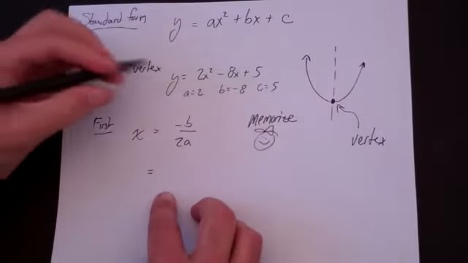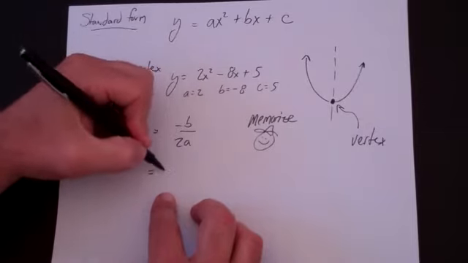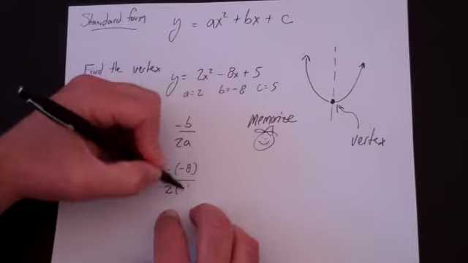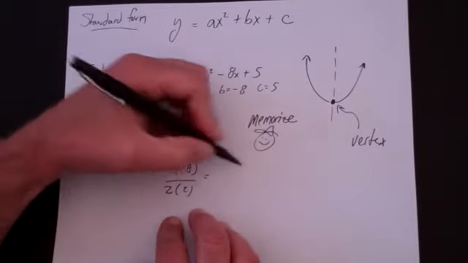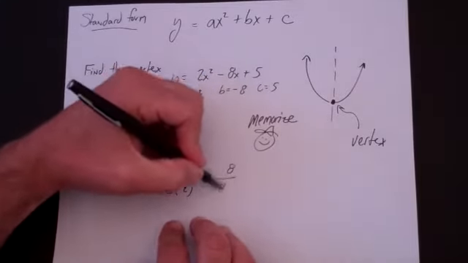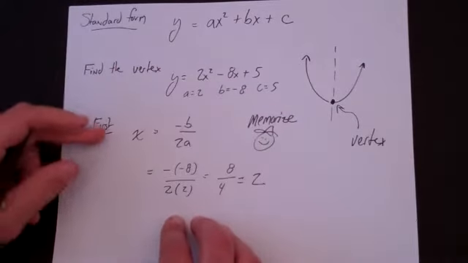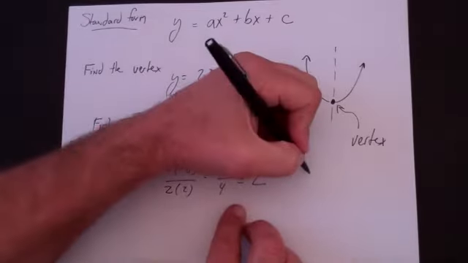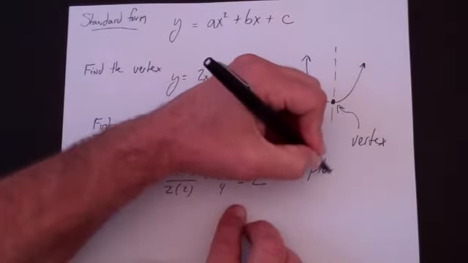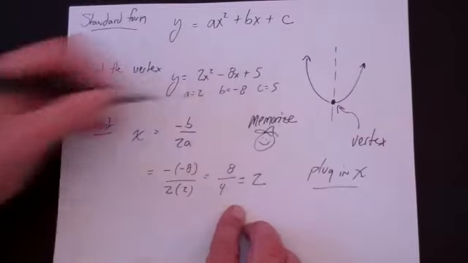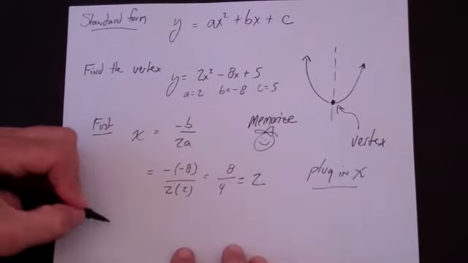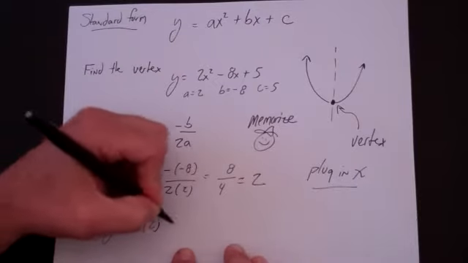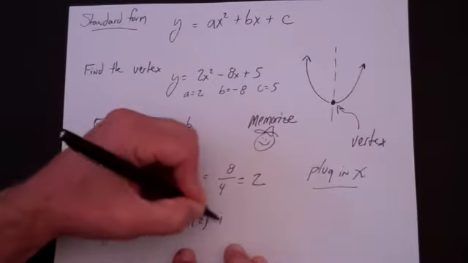So the x value of the vertex is going to be minus (minus 8) over 2 times 2. A negative of a negative is a positive, so that's a positive 8 over 4. So the x value of the vertex is 2. And then how do you find y? To find y, you plug in x. Where do you plug it into? Just the original equation. So here we have y is equal to 2 times 2 squared minus 8 times 2 plus 5.